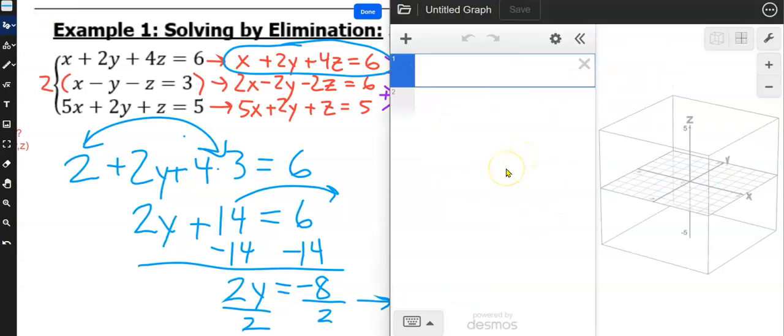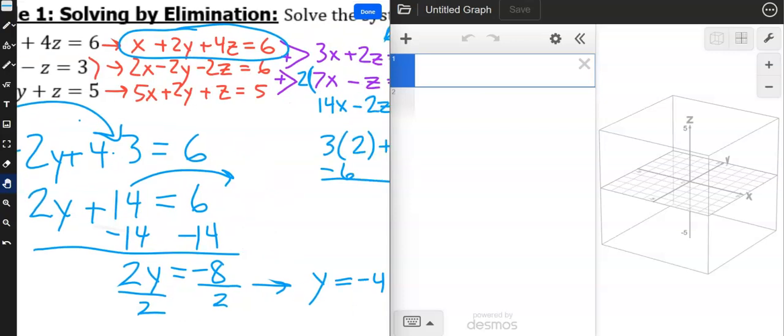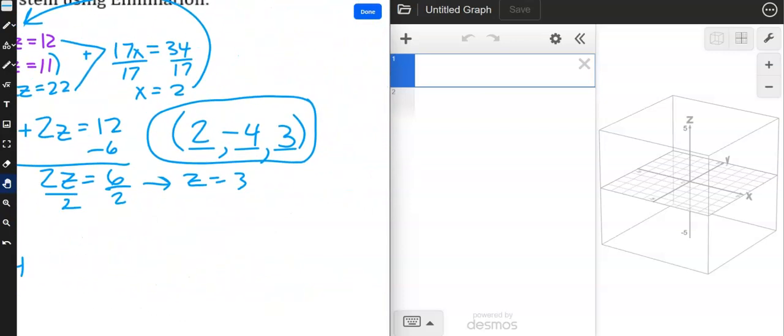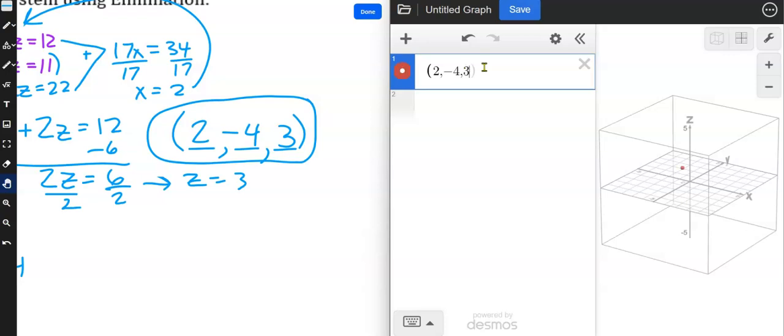Bet you didn't know that Desmos had a 3D grapher. So, let's see what it looks like when we plot (2, -4, 3). Now, it might be hard to really tell that. So let me do this one step at a time. Let's suppose it was (2, 0, 0). Okay? So you can see that it went over 2 on the x-axis.